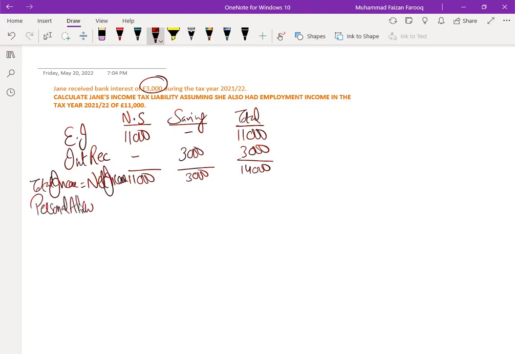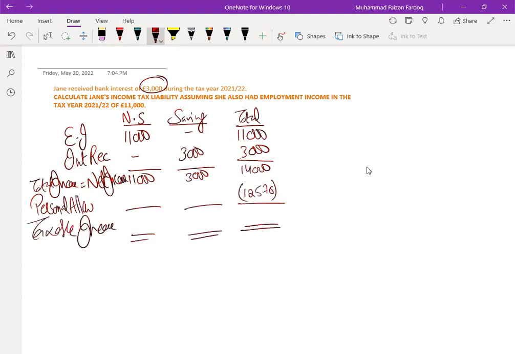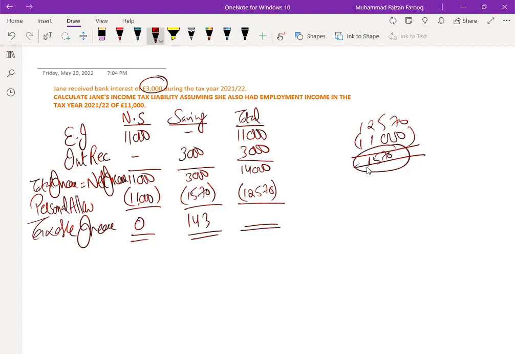Personal allowance. How much personal allowance are you allowed? 12,570. From the total, I deduct this. But how do I deduct from individual columns to get my taxable income? From non-savings, how much should I deduct? All 11,000. And how much from savings? 1,570. So we will be left with taxable income of 1,430, and here the total is also the same.